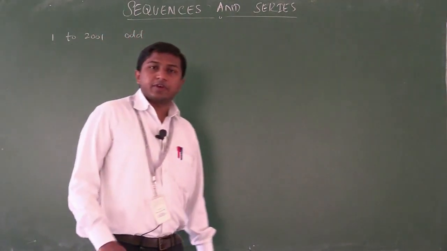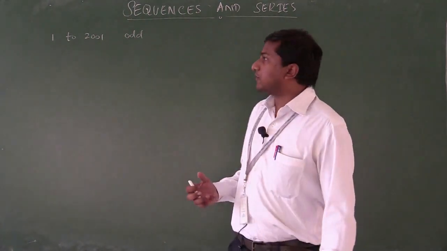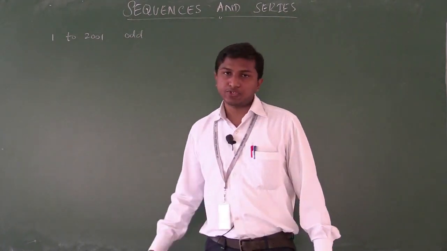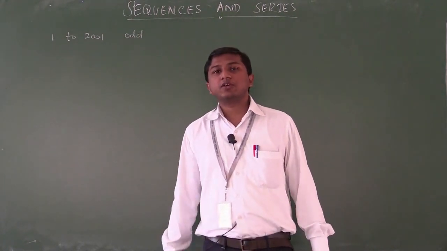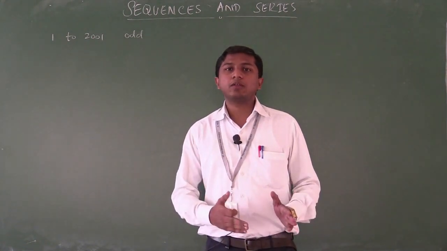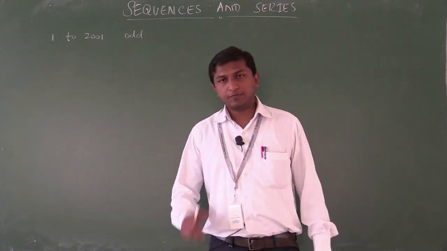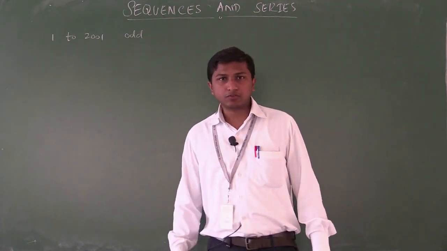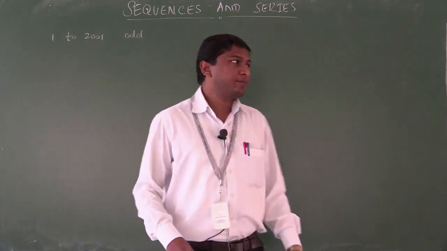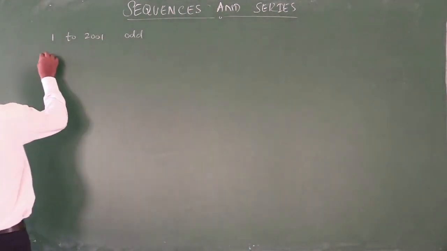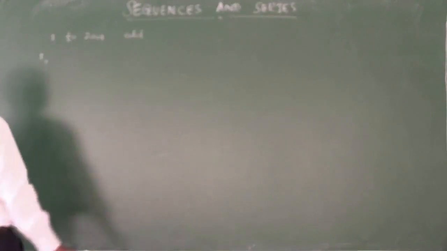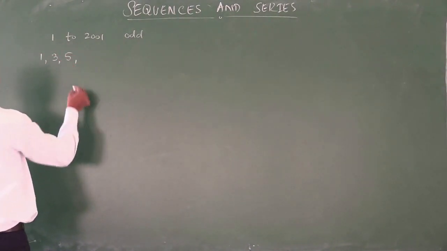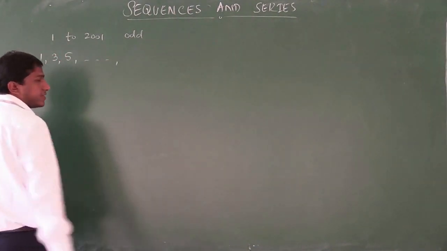So look at the question there. We have to find out the sum of the odd integers from 1 up to 2001. So which are the odd integers from 1 up to 2001? The first odd integer is 1, right? Then comes 3, then comes 5, and so on. It goes on like this, okay?